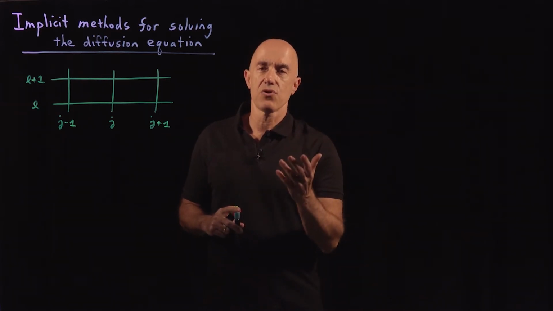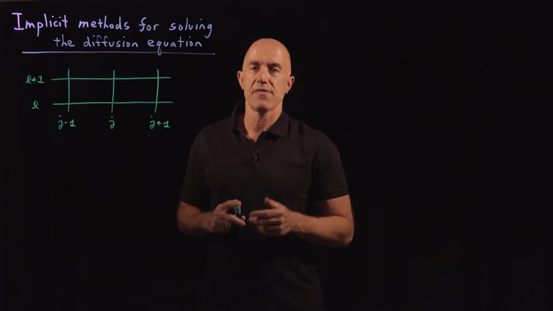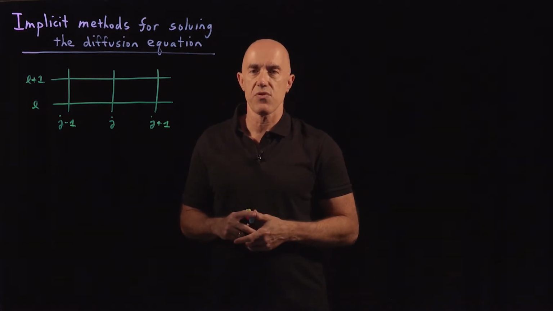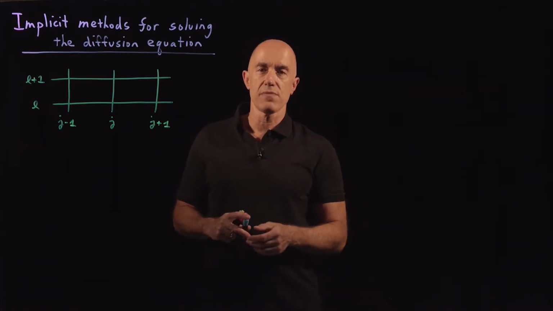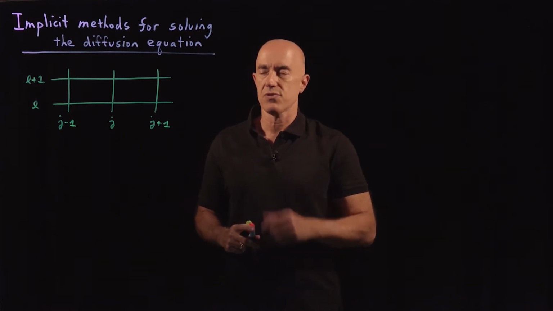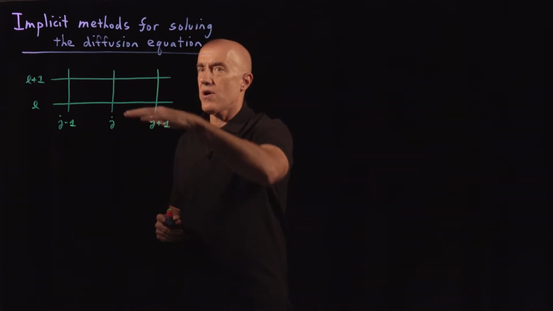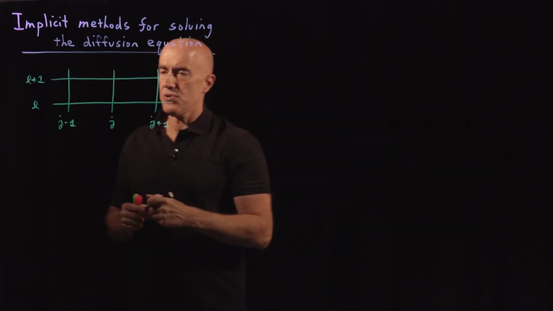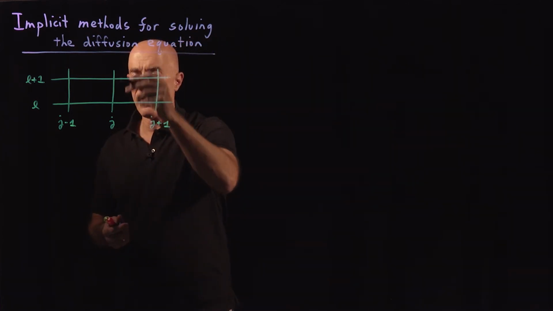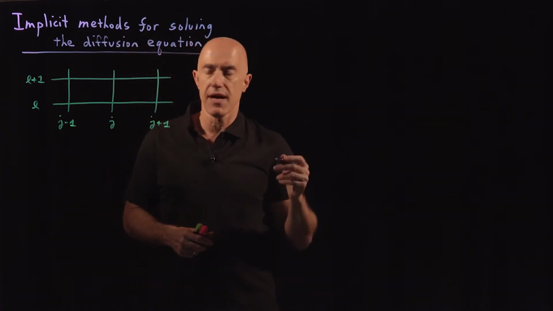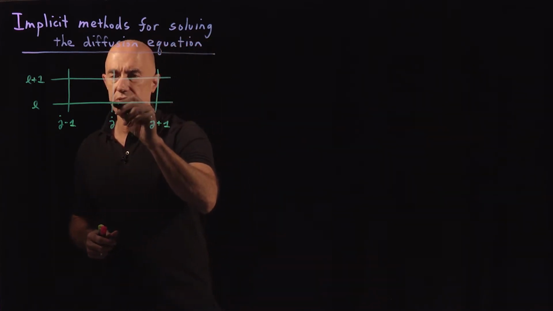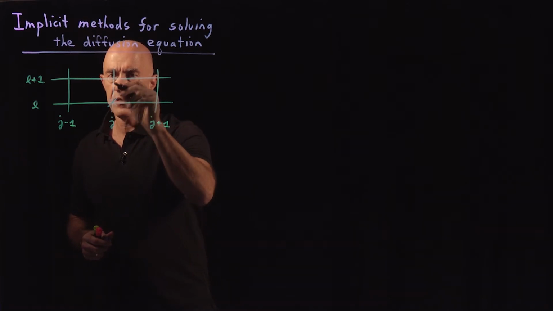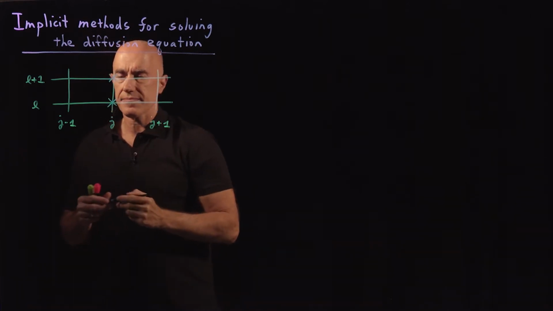So I'd like to show you what an implicit method looks like for the diffusion equation and what the von Neumann stability analysis would also look like. So here is our grid. So we can do our forward time stepping. So we can use these grid points to do time stepping.